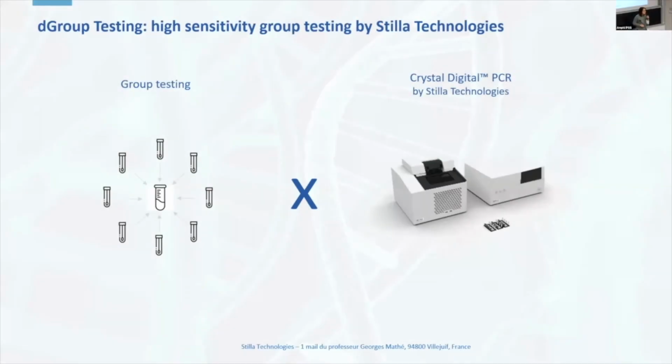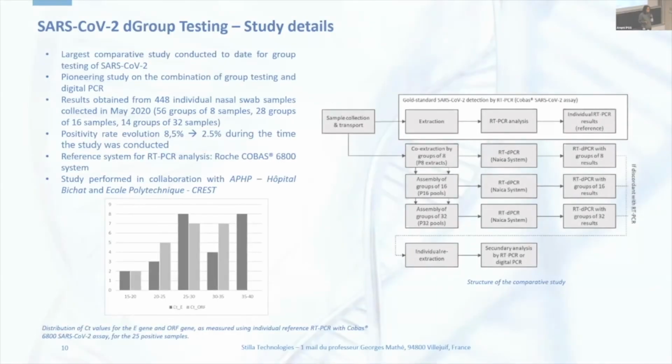And now we'll dive into what's interesting, our group testing study, where we have combined the high sensitivity of digital PCR compared to qPCR to see if we could tackle the loss of sensitivity we have inevitably when we pool several samples together. The study was performed in May in France at the Hôpital Bichat in the virology laboratory with Benoît Visseaux. At that time, the positivity rate was evolving from 8.5% at the beginning down to 2.5% because of the lockdown restriction during that time in France.